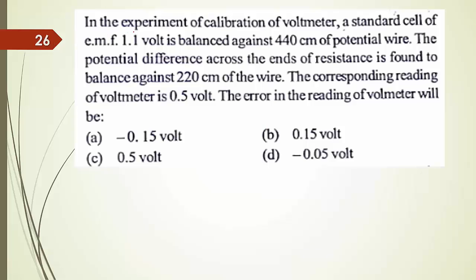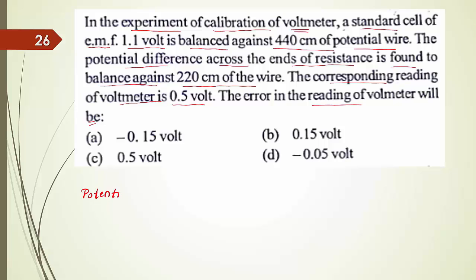Question number 26. In the experiment of calibration of a voltmeter, a standard cell of EMF 1.1 volt is balanced against 440 centimeter of potential wire. The potential difference across the ends of a resistance is found to balance against 220 centimeter of the wire. The corresponding reading of the voltmeter is 0.5 volt. The error in the reading of the voltmeter will be. See here, we can write potential per unit length.